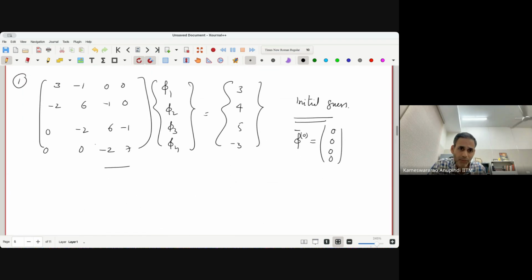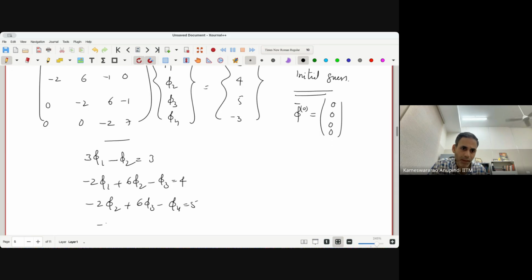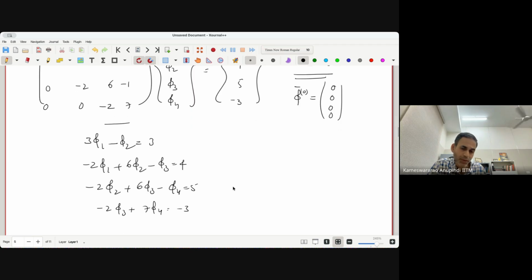First of all, I have to reduce this problem into a set of equations. So what we have is 3 times phi1 minus phi2 equals 3. Then minus 2 times phi1 plus 6 times phi2 minus phi3 equals 4. Then minus 2 phi2 plus 6 times phi3 minus phi4 equals 5. And then minus 2 phi3 plus 7 times phi4 equals minus 3. Okay, so this is what I have.